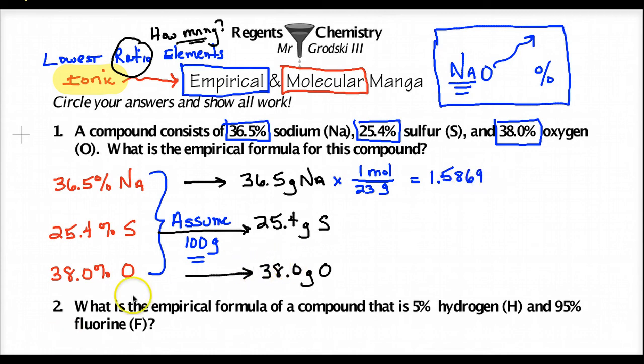Okay, and now I'm going to do the same thing here. I'm going to convert my grams into a how many number so that I can figure out how many of each element that ratio is. And I know that sulfur is 32 grams per 1 mole. And let's go find that number. And I get 0.7937.